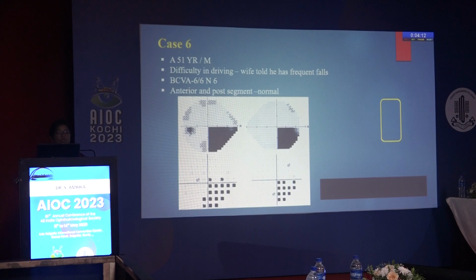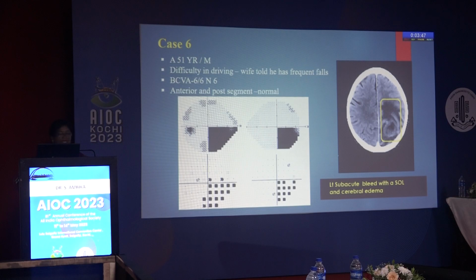So this is a 51-year-old male who was brought by the wife saying he's frequently falling for the past a week or so. So when we saw, he had a 6/6 vision, and anterior and posterior segment evaluation was normal, but this is the fields. What is the type of fields you see here? It's a right inferior quadrant anopic defect, what we call as a pie in the floor field.